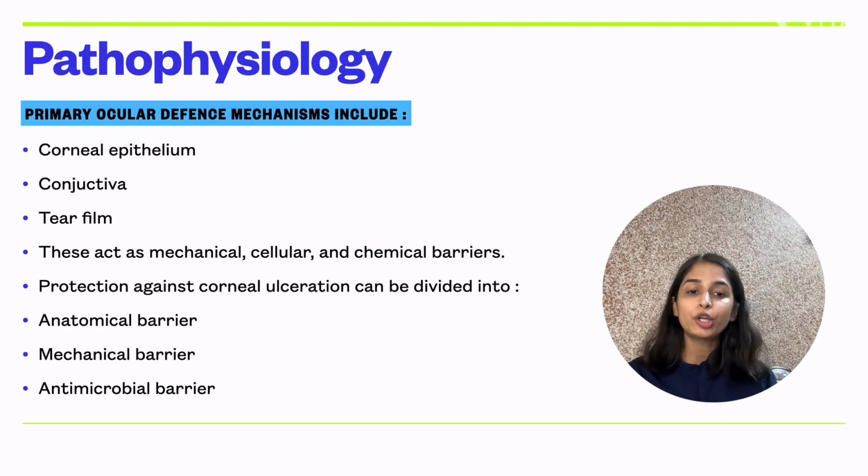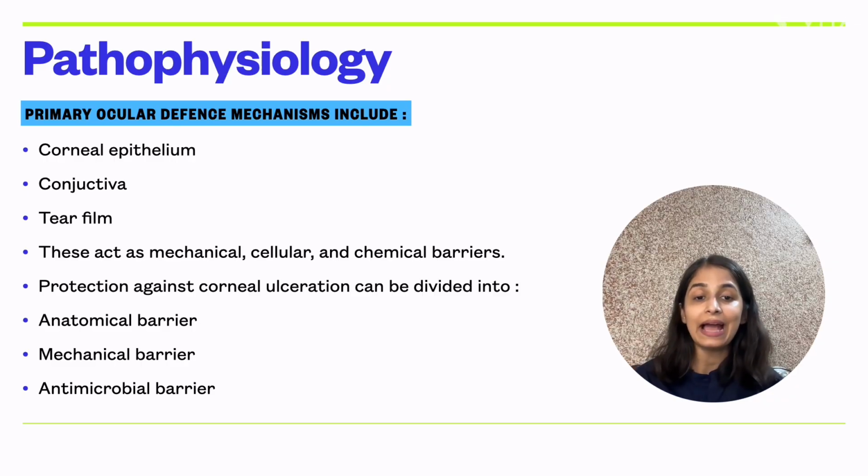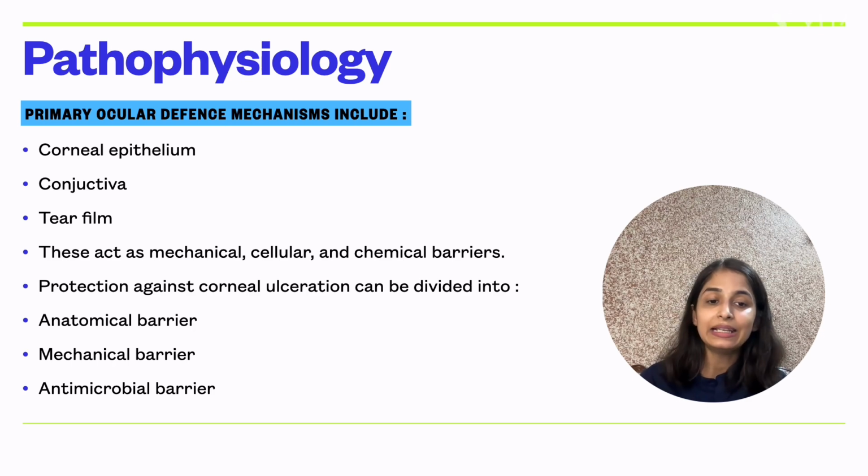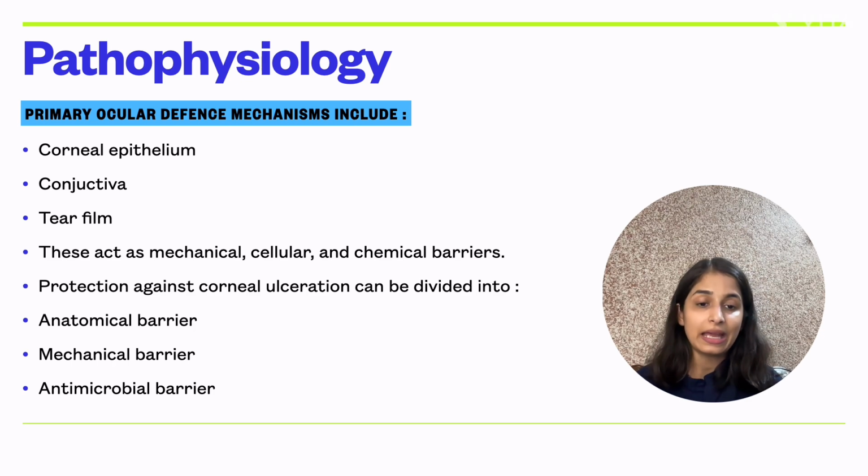Now, the healthy ocular surface protects the cornea through 3 primary defenses: the corneal epithelium, conjunctiva, and tear film. Together, they provide anatomical, mechanical, cellular, and chemical protection. These defenses can be broadly classified as anatomical, mechanical, and antimicrobial barriers. Breakdown of any of these mechanisms, particularly an epithelial defect or inadequate tear film, can predispose the cornea to ulceration.